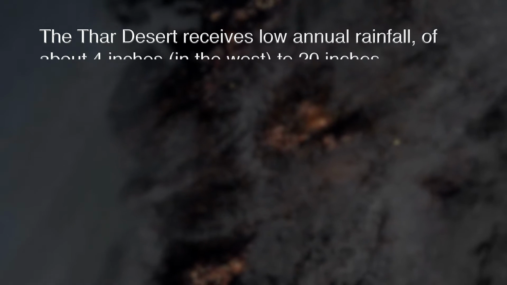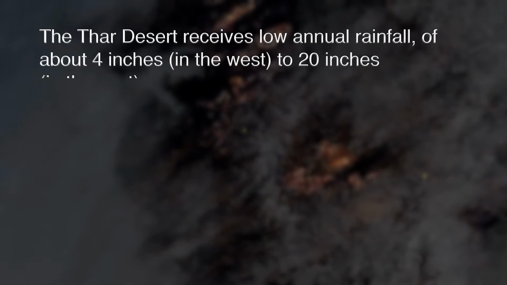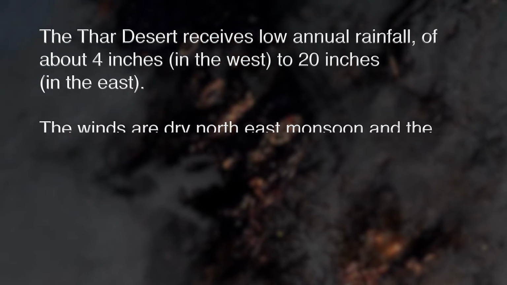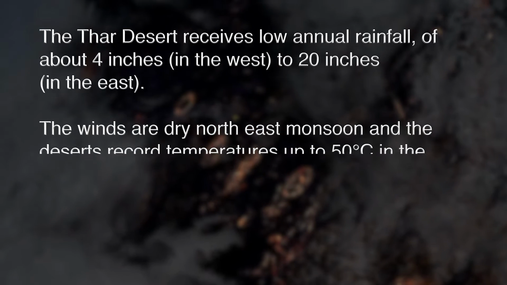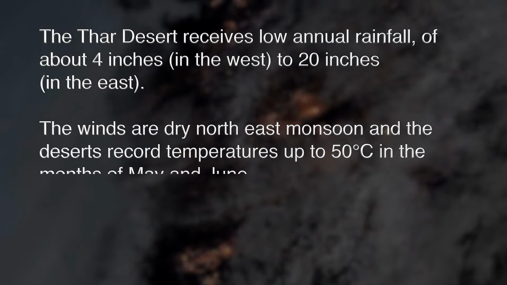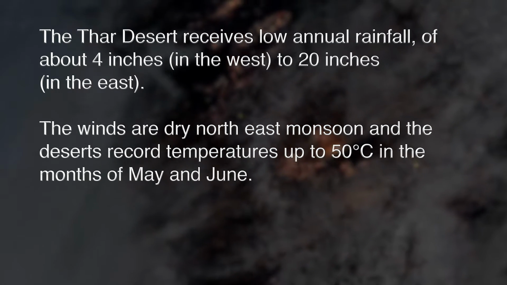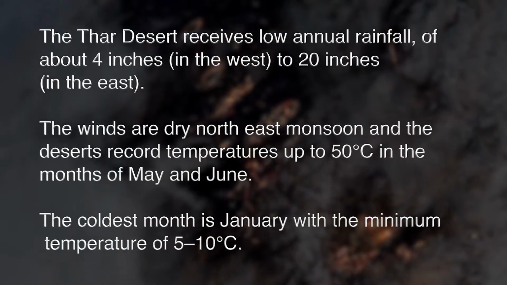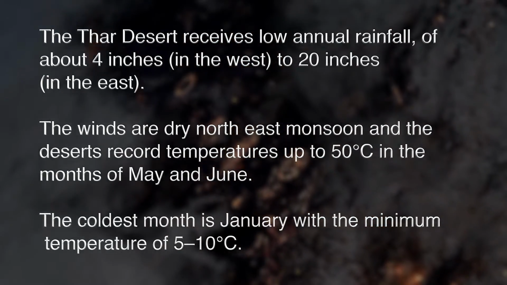The Thar Desert receives low annual rainfall of about 4 inches in the west to 20 inches in the east. The winds are dry northeast monsoon and the desert records temperatures up to 50 degrees Celsius in the months of May and June. The coldest month is January with a minimum temperature of 5 to 10 degrees Celsius. The winters are short, for 2 months, only in December and January. Dust storms blow with velocities of up to 150 km per hour during the peak summer season.